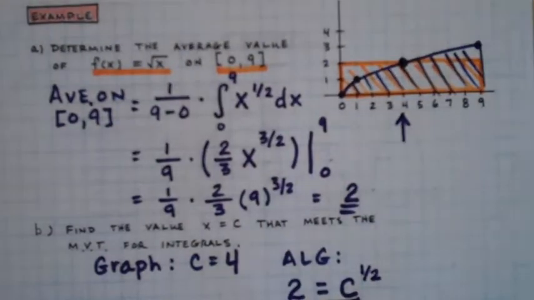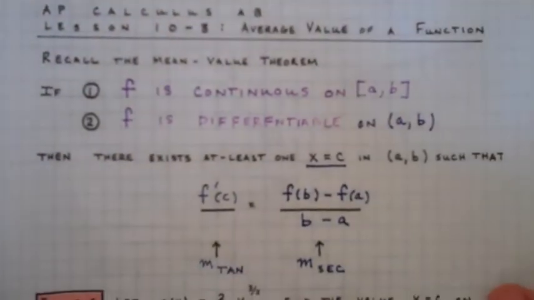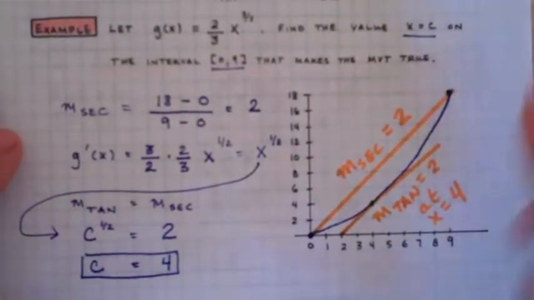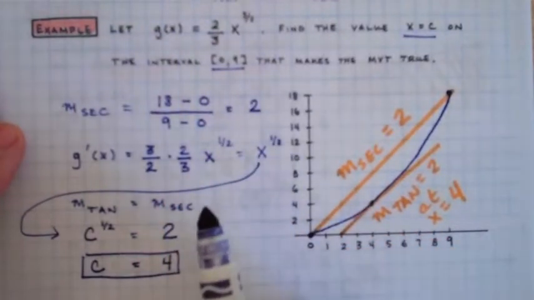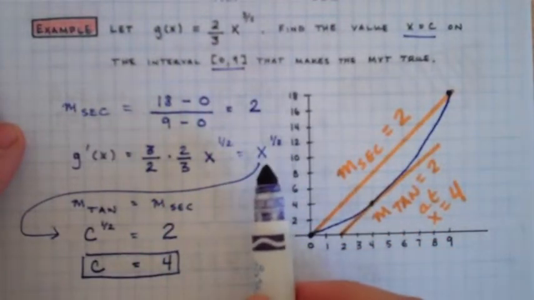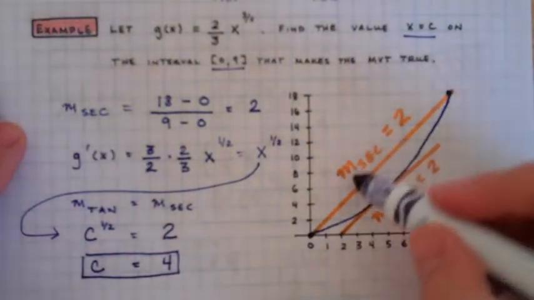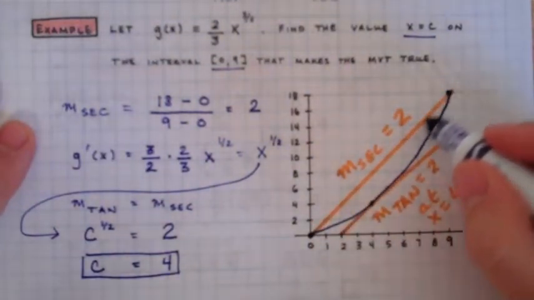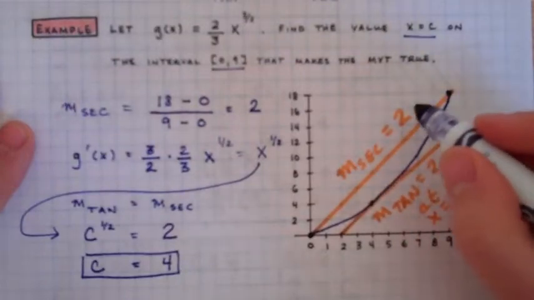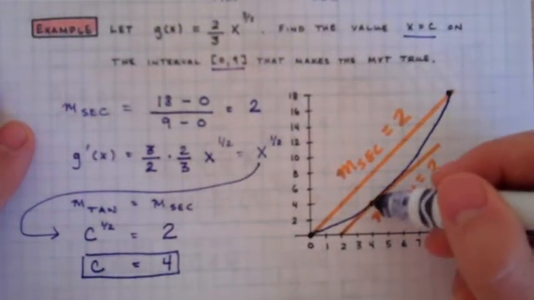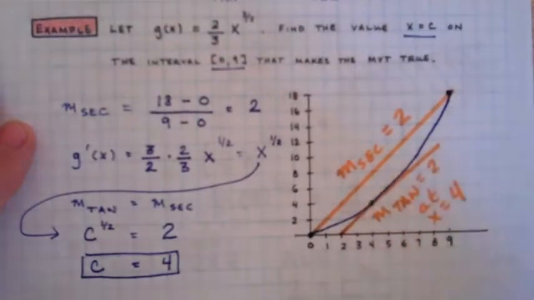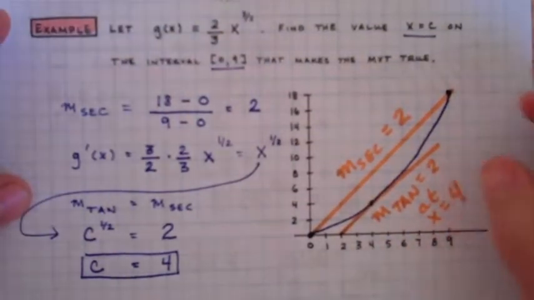Now look back at the first page of your notes. What you should notice here is we had a function where its derivative was square root of x. The average value of that derivative is the secant line of 2, and it attains that average value at, what do you know, 4. Math is crazy.